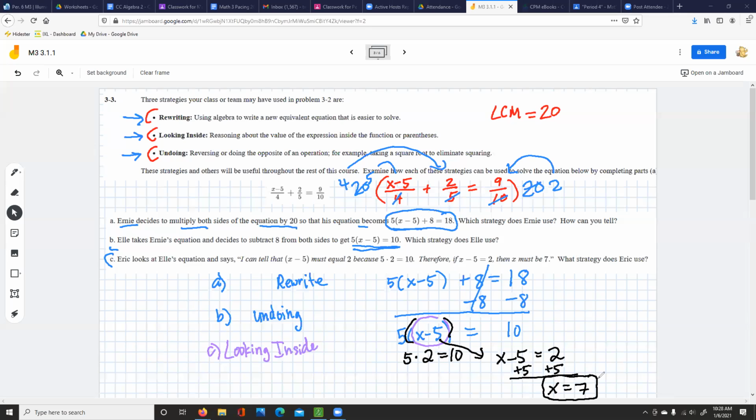7. So we used 3 steps. We used all 3 methods. First, we rewrote the problem. Then we undid the problem. Then we looked inside. So we used all 3 of these methods. Sometimes you can use all 3. Sometimes you can only use 1 or 2 of the methods. This problem, we happen to use all 3, okay, to get the answer x equals 7. All right, so we want to look to use these methods when we're solving equations.